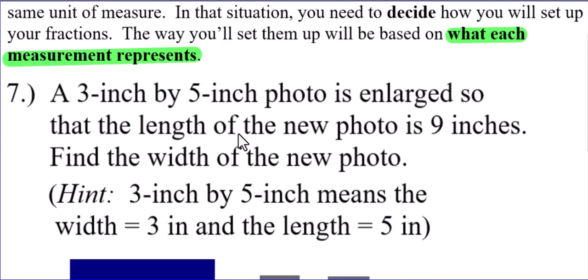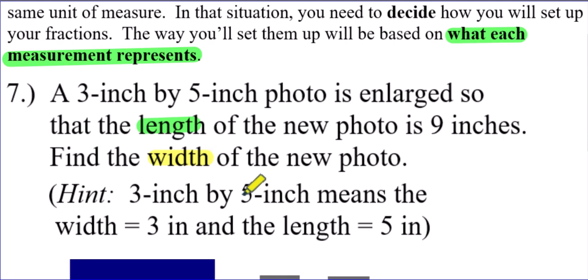Now, if you don't really know what I'm talking about, you'll see what I mean when we look at number 7 together. A 3-inch by 5-inch photo is enlarged so that the length of the new photo is 9 inches. Find the width of the new photo. All right, did you notice everything was in inches? Well, then we got to use something else to set up our fractions. Did you catch that they talked about length and they talked about width? Those are two slightly different ideas.